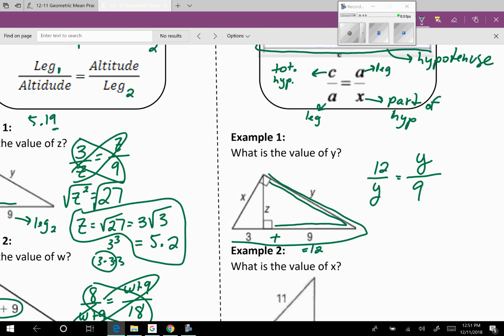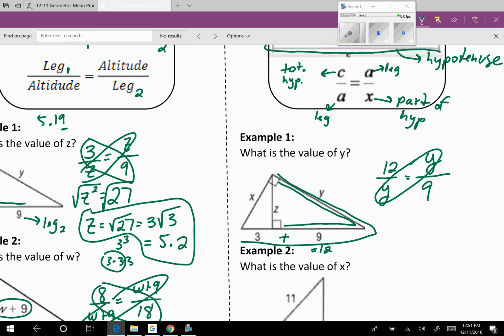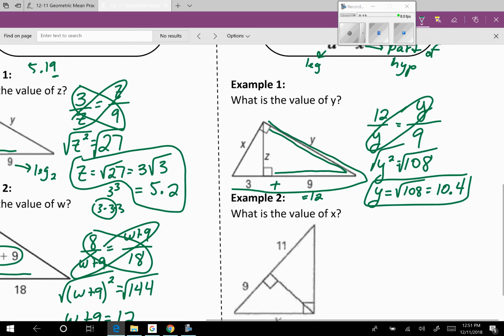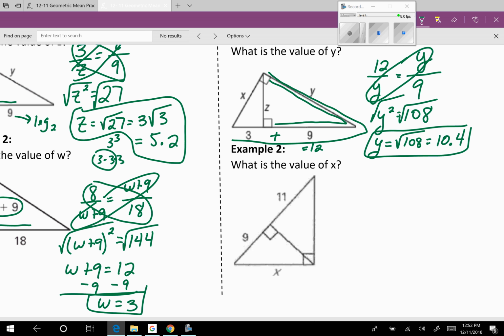Now we just multiply again. Y times Y is Y squared, 12 times 9 is 108. So take the square root. Y is equal to the square root of 108, and we're just going to get the decimal of that. The square root of 108 is 10.39, so it's going to round to 10.4. And that's it.